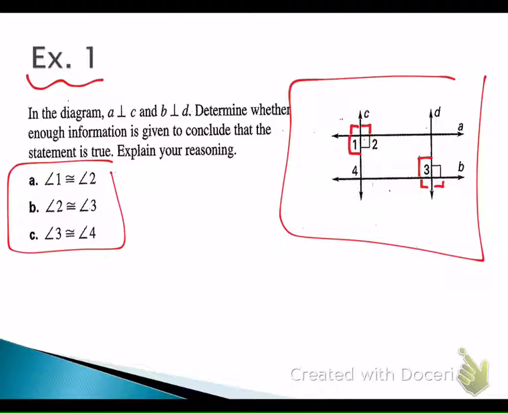Now it says, determine whether enough information is given to conclude that the statement is true. Explain your reasoning. So, can we conclude that angle 1 is congruent to angle 2? Yes, because they're both what? Right angles. Good. So number 1 is yes, and my reasoning is all right angles are congruent. That was the first theorem you wrote down on the last slide.